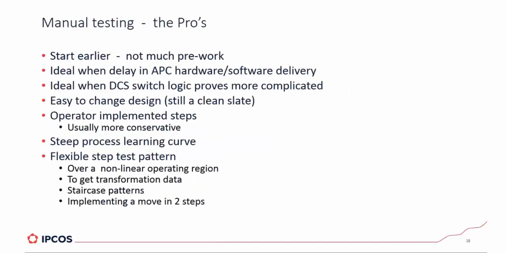The pros of manual testing. Of course, the most obvious is that we are able to start earlier. There is not much pre-work that has to be done. This is ideal when there is a delay in the delivery of the APC hardware or even the software. It is also ideal when the switch logic that has to be implemented on DCS level proves to be more complicated than foreseen, and this happens quite often, I would say, depending on what exotic DCS we are working on.